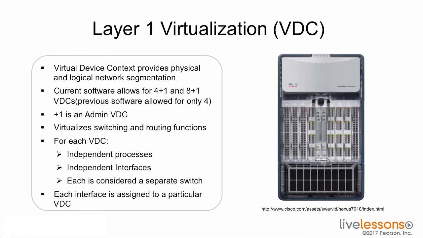Previous to allowing the +1 or the admin VDC, we were only allowed 4 VDCs, and you may still find that in environments today running older versions of code. It's important to remember that each VDC has independent processes and independent interfaces, and each VDC is considered a separate switch. They all have different VDC numbers, so you'll have VDC 1, VDC 2, and VDC 3.